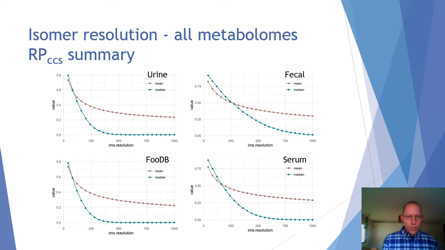With the urine metabolome, this is at approximately 270, for example. In the fecal metabolome, this value is not reached until closer to about 750. So the complexity and the structure of the metabolome is going to determine how much IMS resolution we need to achieve that 50% chance of success.